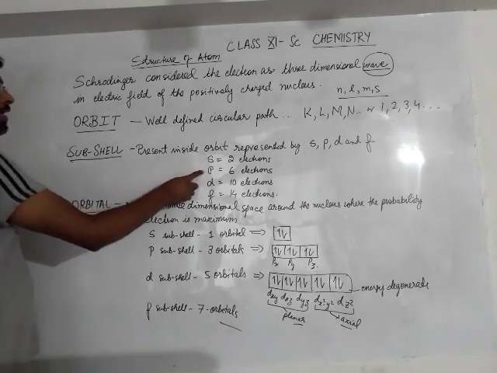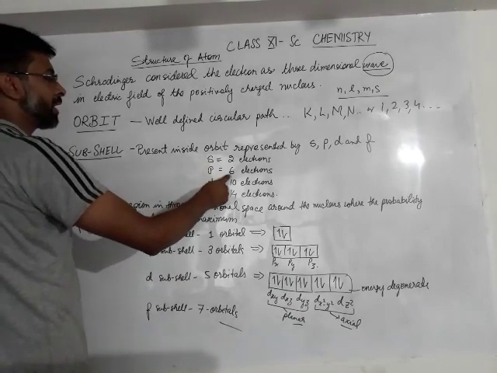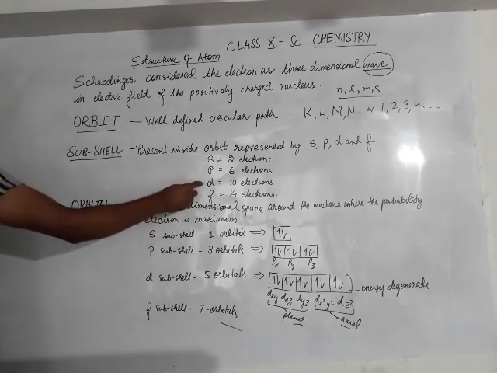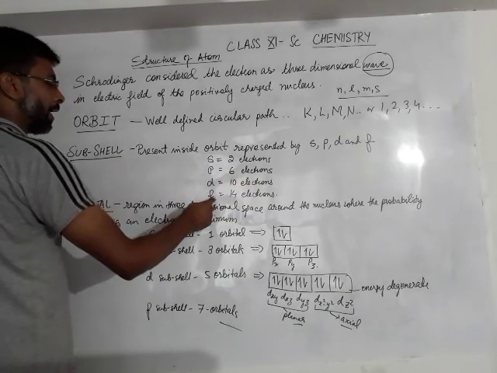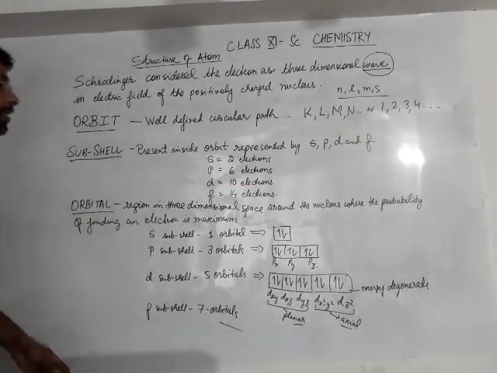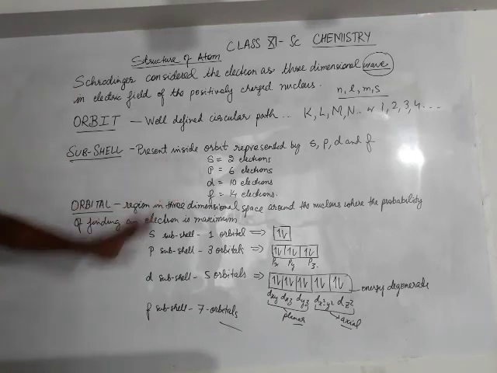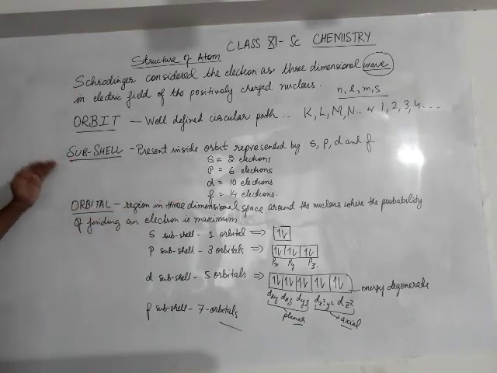Then we have the p subshell, which has a capacity of accommodating 6 electrons, d subshell 10 electrons, f subshell 14 electrons. So, this is the capacity of all these subshells. After the subshell, most importantly, is the orbital. Orbital is a very, very important word to be understood.